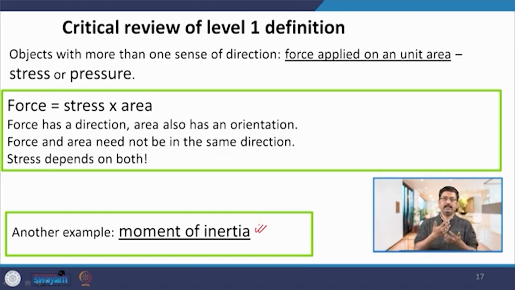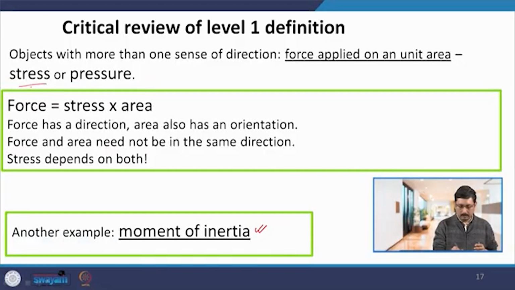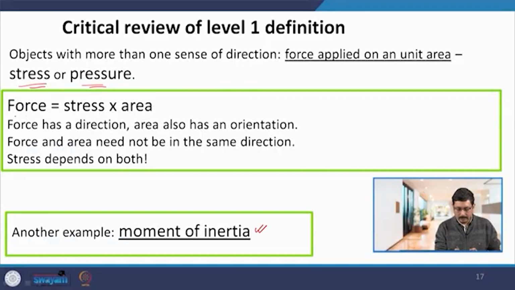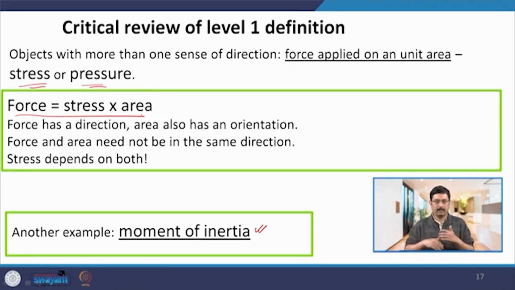However, it is easy to illustrate this concept. What do I mean by more than one sense of direction? Using another quantity which is called stress, or more commonly pressure. I am trying to demonstrate how to define pressure or stress. Usually we say that pressure is force per unit area. I have written it in a slightly different way: force is stress times area.